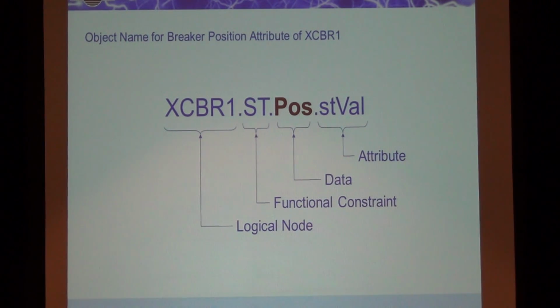So likewise, if I want the position of that circuit breaker, it's very similar. All that happens here is the attribute name changes from local to position, POS.